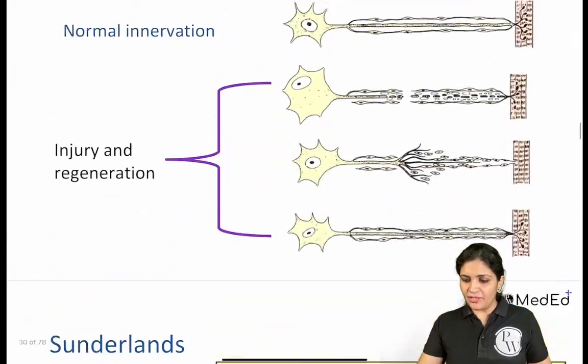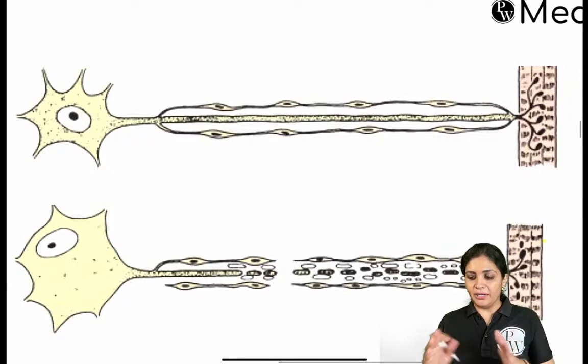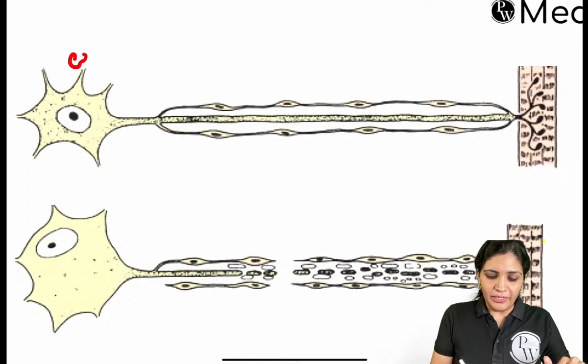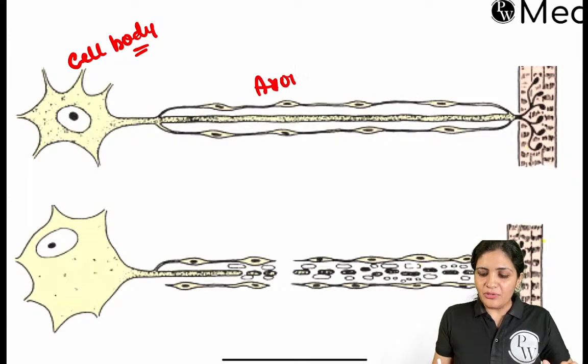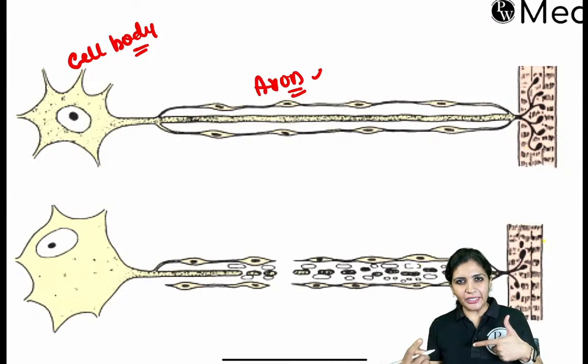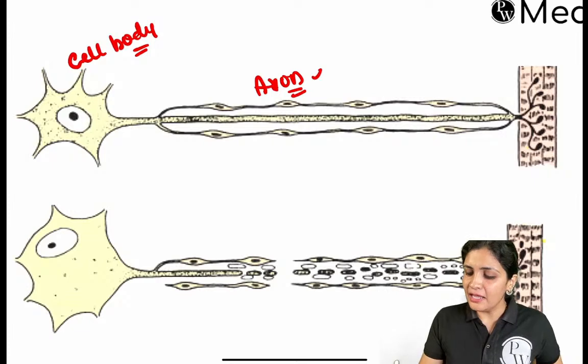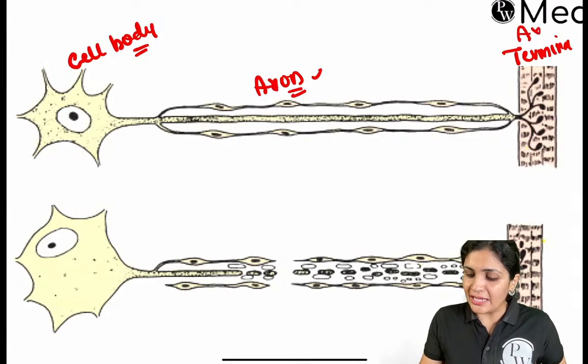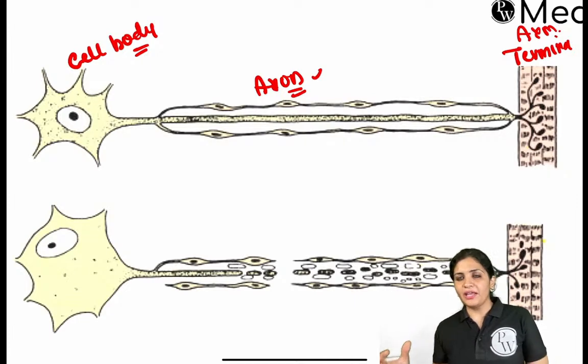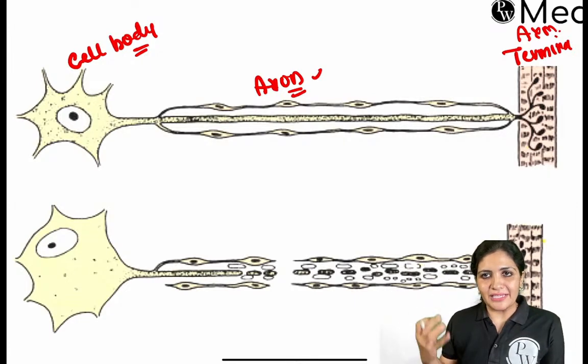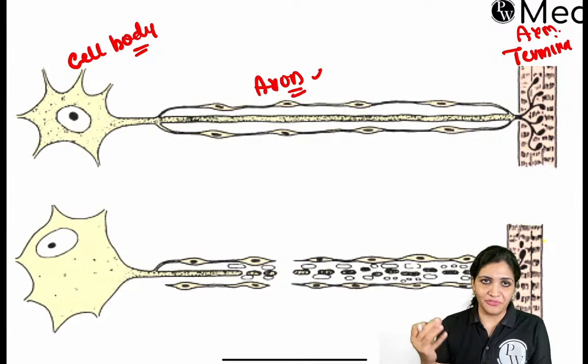So this is your nerve. Assume this as your nerve, the normal nerve, where this is your cell body, and then the continuation of it is the axon here, which is surrounded by your myelin sheath, and then there is a terminal here. These are called the terminals, axon terminals. These axon terminals will end into the neuromuscular junction. So now the muscle gets stimulated with the help of this nerve.